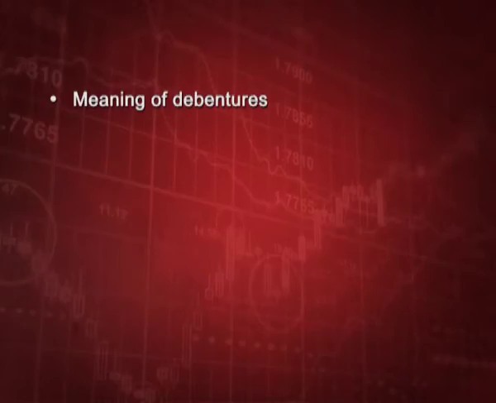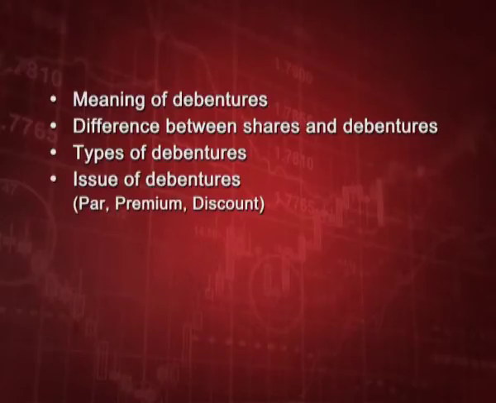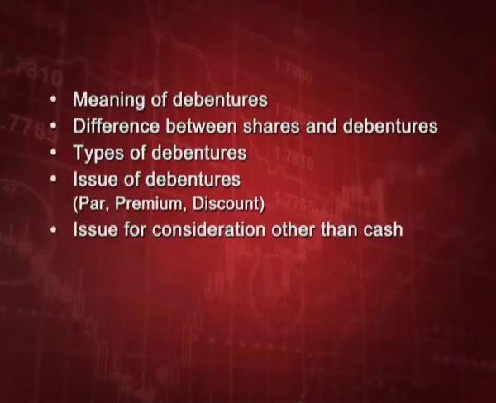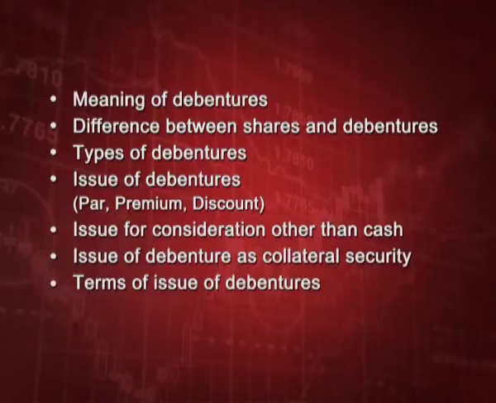Now today we will be discussing chapter 2 of your company accounts book, that is issue and redemption of debenture. What we are going to study in this chapter is, first of all, the meaning of debentures and the difference between shares and debentures, the types of debenture, how we issue debentures at par, premium, discount, and how we issue debentures for consideration other than cash, what is meant by debenture issued as collateral security, as well as some terms of issue of debentures, and then we will follow it with redemption in the next class.